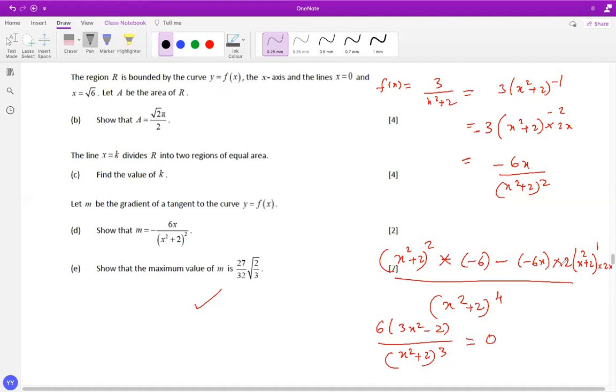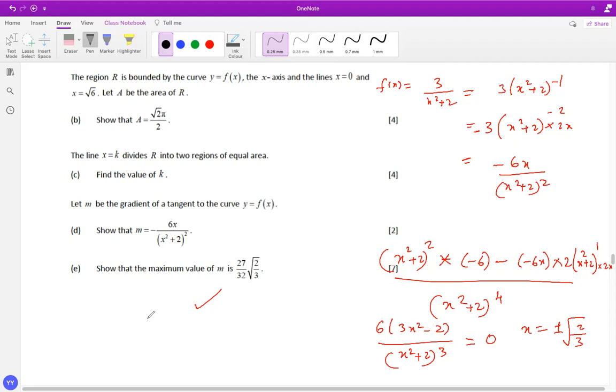Now, when you simplify this, when you expand the numerator and equate this to 0, you could take x squared plus 2 common, and you notice that this is what you get. So if you equate this to 0, what we get is x is plus or minus root of 2 over 3. And obviously, to get the maximum slope, you plug this x value in here.